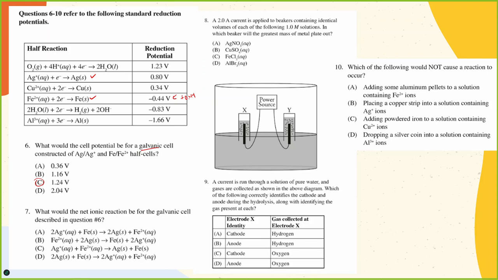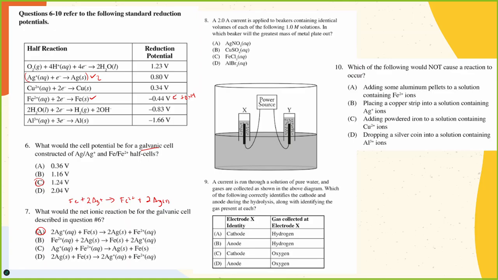What would the net ionic equation be? Well, we flip this one. Iron would be over here. We've got to multiply this one by 2 for the electron purposes. So this is going to be iron plus 2 Ag plus going to Fe2 plus and 2 Ag solids. And that one is the top one, right? That's this one. A.